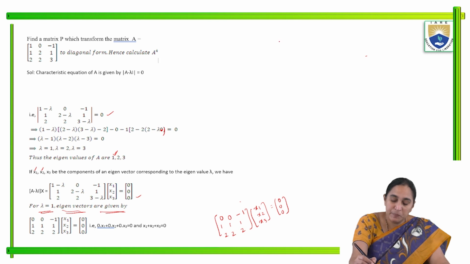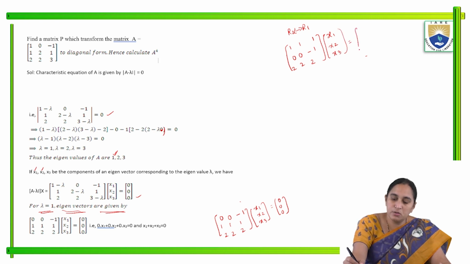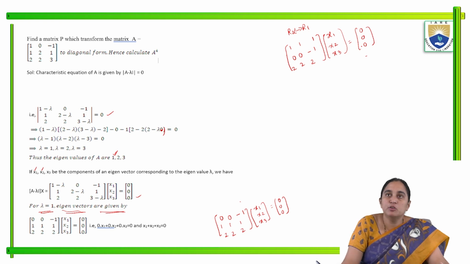Before applying the echelon form, first of all I'll interchange the rows. Here I'll interchange R2 and R1. That gives 1, 1, 1; 0, 0, minus 1; 2, 2, 2 into x1, x2, x3 is equal to 0, 0, 0. Now R1 is 1 1 1, R2 is 0 0 minus 1, and R3 is 2 2 2.